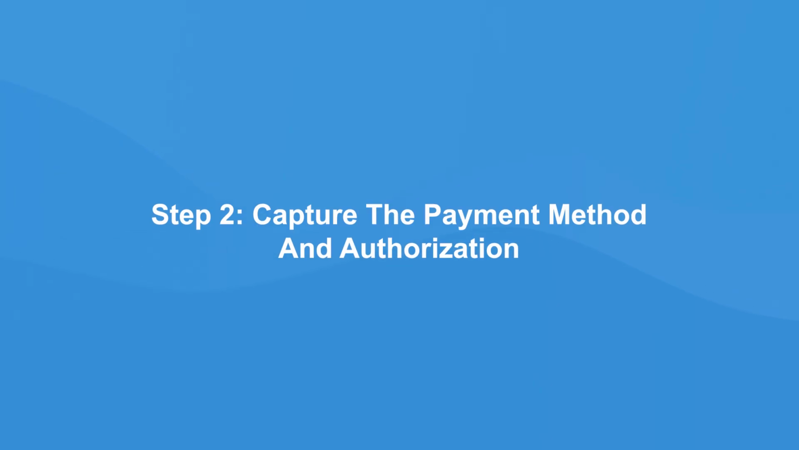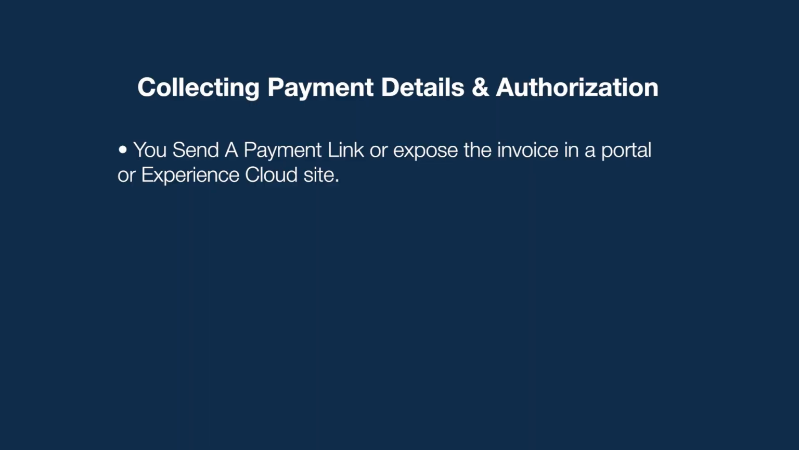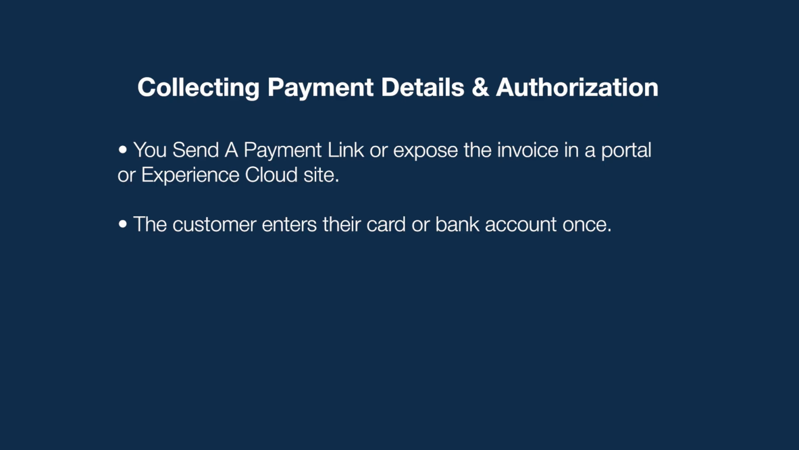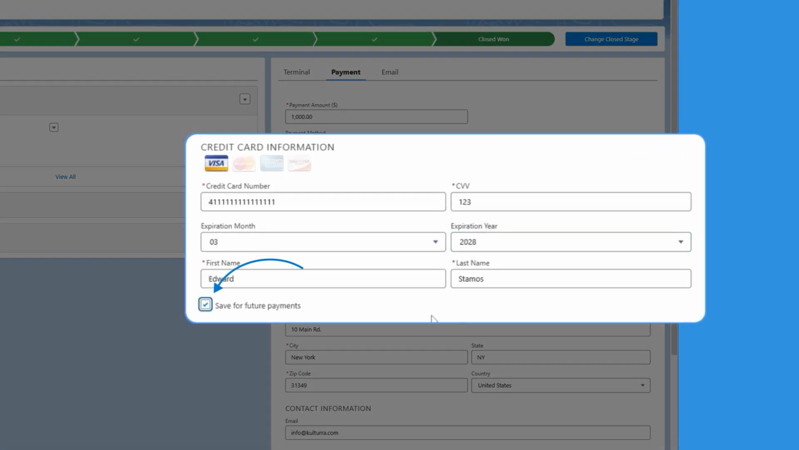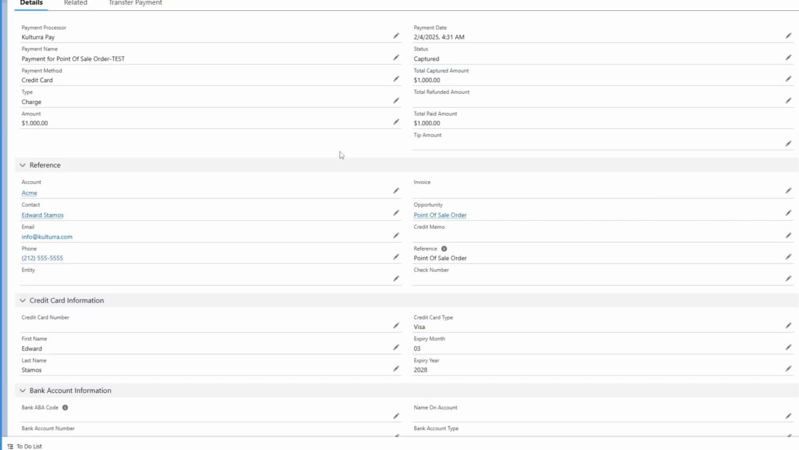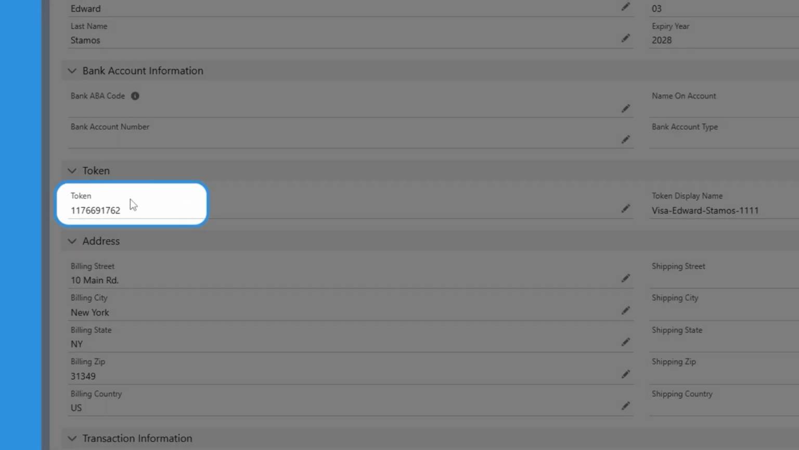Step 2. Capture the payment method and authorization. Next, you collect the customer's payment details and consent. You send a payment link or expose the invoice in a portal or Experience Cloud site. The customer enters their card or bank account once. You include clear language explaining that this method will be used for automatic future payments under agreed terms. On submit, the gateway tokenizes the payment method. Salesforce, via Kulturra, stores a reference to that token and marks it as available for auto bill pay. You can also capture authorization during an initial payment taken by a rep or agent inside Salesforce. Same idea, just assisted instead of self-serve.